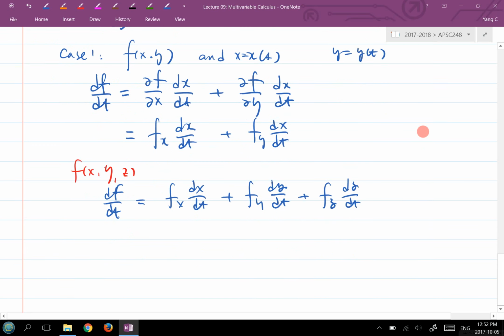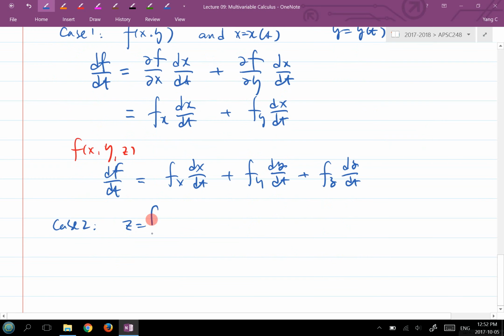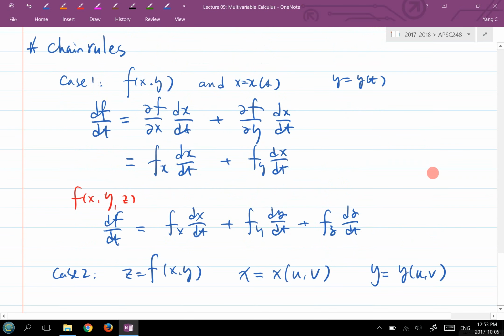Okay. That's the first chain rule. Second case of a chain rule here. Let's see, I'm still going to use a function of 2 variables for illustration here. Then x, instead of a function of t, is another function of another 2 variables. So x is a function of u and v. Oh, sorry, this is y, right? Yeah. Good point.